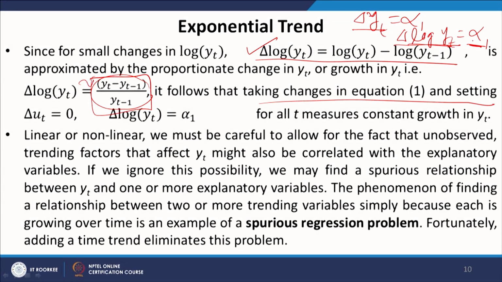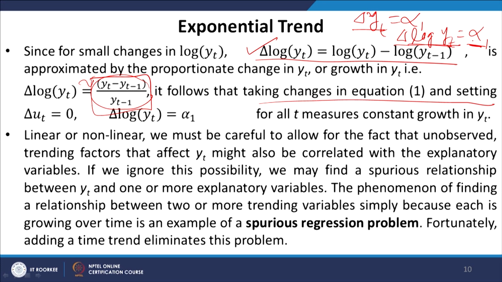Linear or non-linear, we must be careful to allow for the fact that unobserved trending factors that affect yt might also be correlated with explanatory variables. If we ignore this possibility, we may find a spurious relationship between yt and one or more explanatory variables.